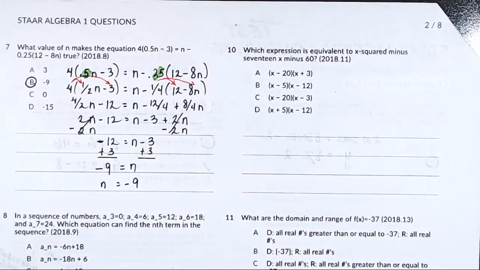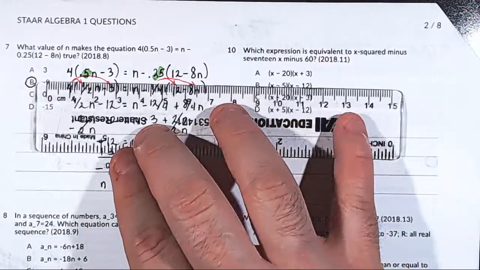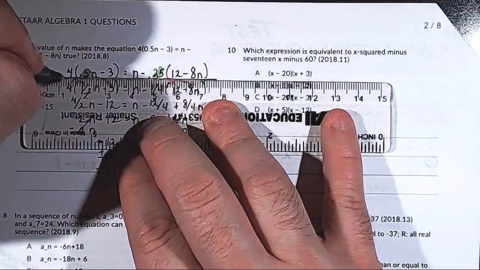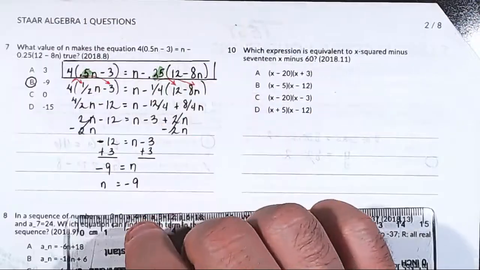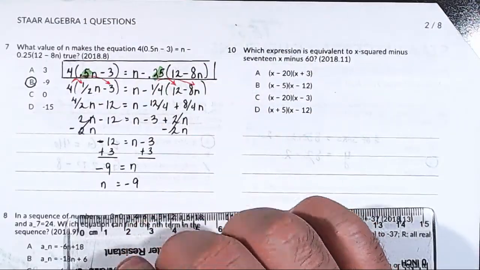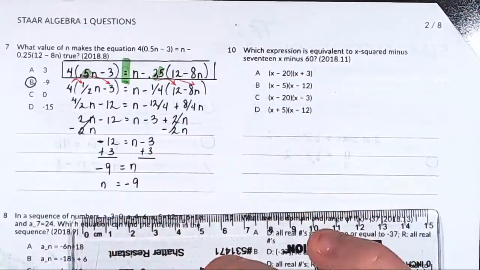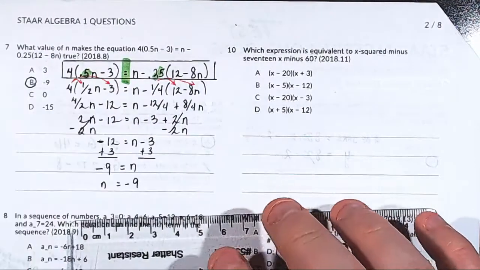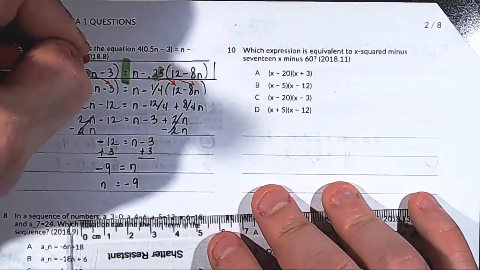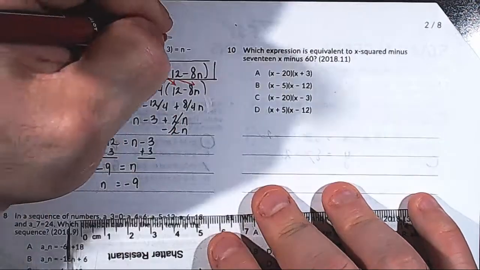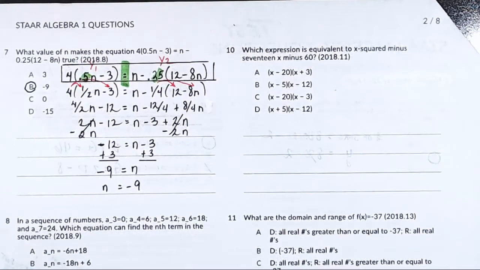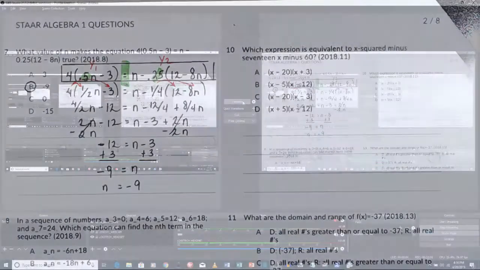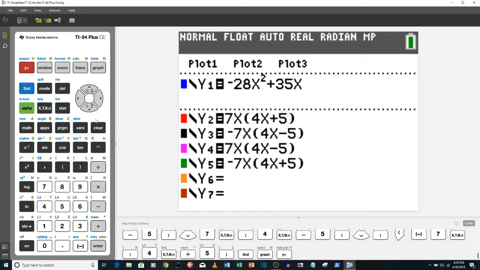If you did not know how to do this algebraically, you take this whole equation, okay, and we're going to break it up right across the equal sign. We're going to put this left side in y1, this guy goes in y1, and the right side goes in y2. Okay, so that's what we'll do now. We will go to our calculator, clear all this out.